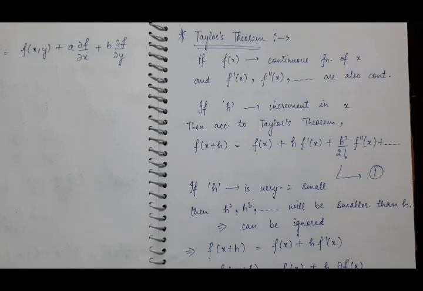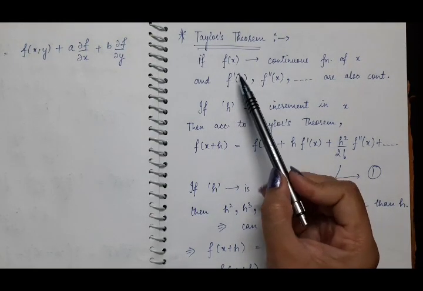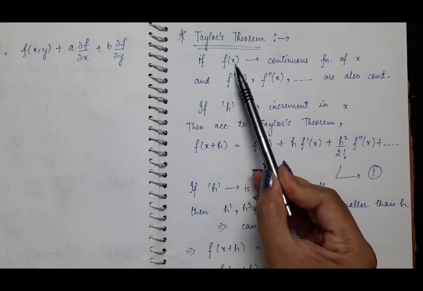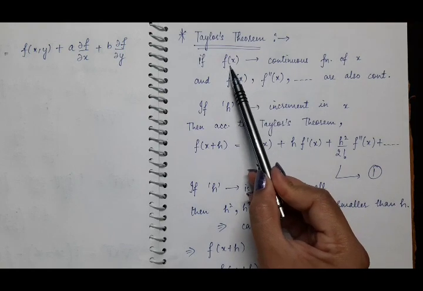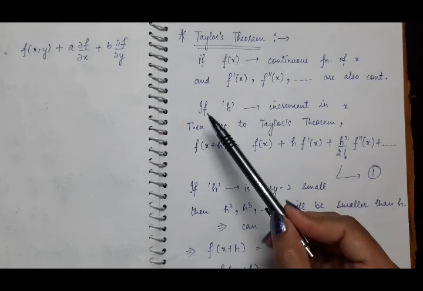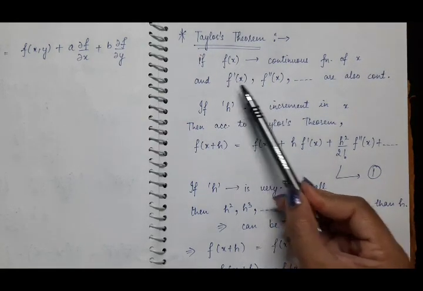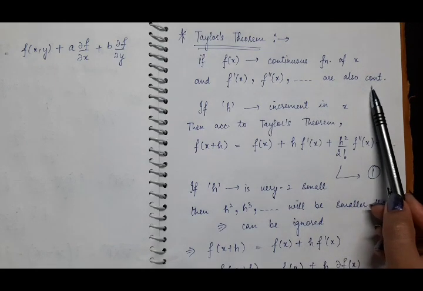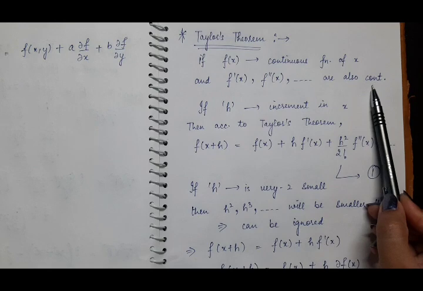So in this Taylor's theorem, the result of this theorem will be used in proving the conservation laws. Here suppose that we have a function f which is a function of one variable x only. Then this f(x), if it is a continuous function of x and its derivatives, that is its first derivative, its second derivative and all the next higher derivatives, they are also continuous with respect to x.